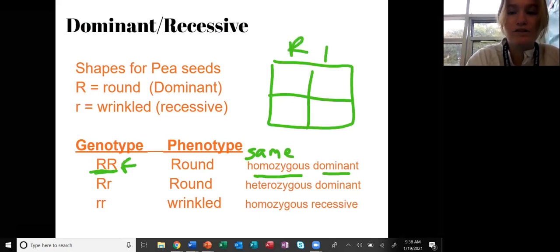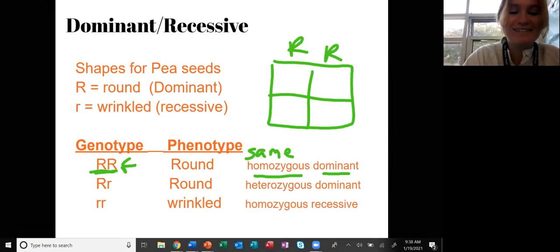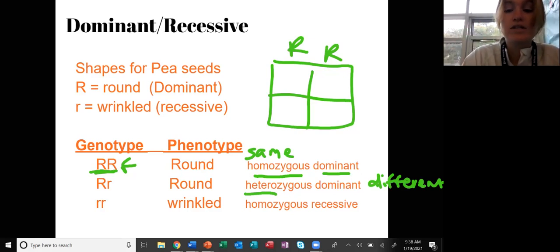So let's say mom, the mom plant, that is, has two dominant traits, and maybe dad is hetero. Do you guys remember what hetero means? It means different. Hetero is the Latin root word for different. So heterozygous, dominant, means that you have one dominant R and one recessive r. So they're different.